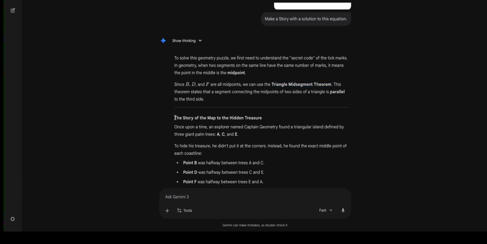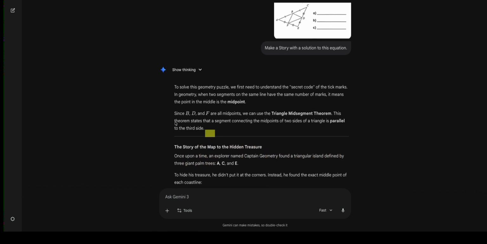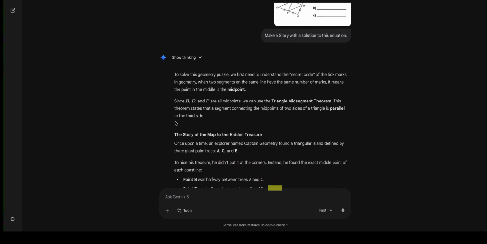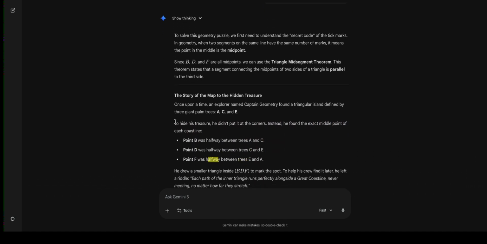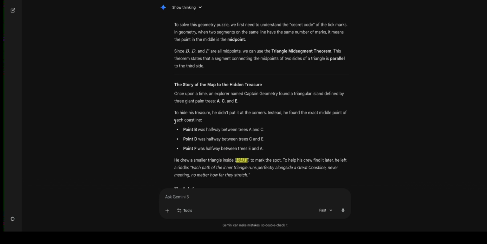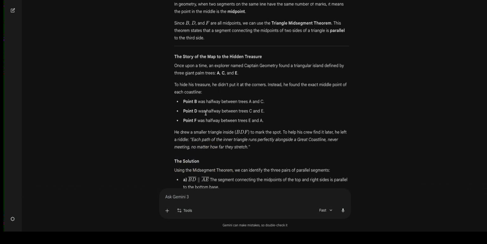Then here's the story. The story of the map to the hidden treasure. Once upon a time, an explorer named Captain Geometry found a triangular island defined by three giant palm trees, A, C, and E to hide his treasure. He didn't put it at the corners. Instead, he found the exact middle point of each coastline. Point B was halfway between trees A and C. Point D was halfway between trees C and D. Point F was halfway between trees E and A. He drew a smaller triangle inside, BDF, to mark the spot. To help his crew find it later, he left a riddle. Each half of the inner triangle runs perfectly alongside a great coastline, never meeting, no matter how far they stretch. The solution, using the mid-segment theorem.